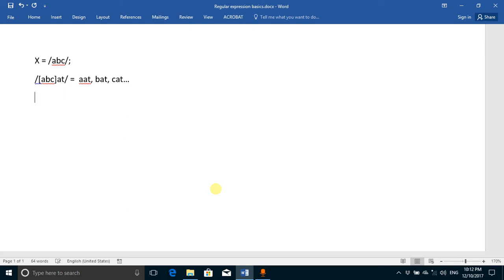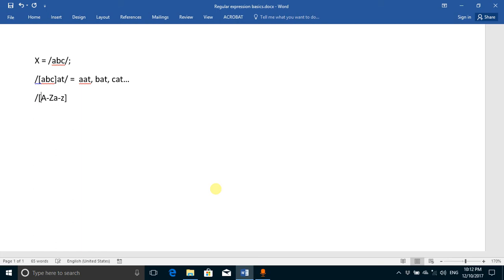Similarly, we can extend this list of characters, like we can include all the alphabets, like A, B, C, D, E, F, G, H, and so on. But there is a short alternative for specifying the range of characters, and that is we can write A-Z. It means all the capital letters from A to Z, and for small letters I can write a-z.